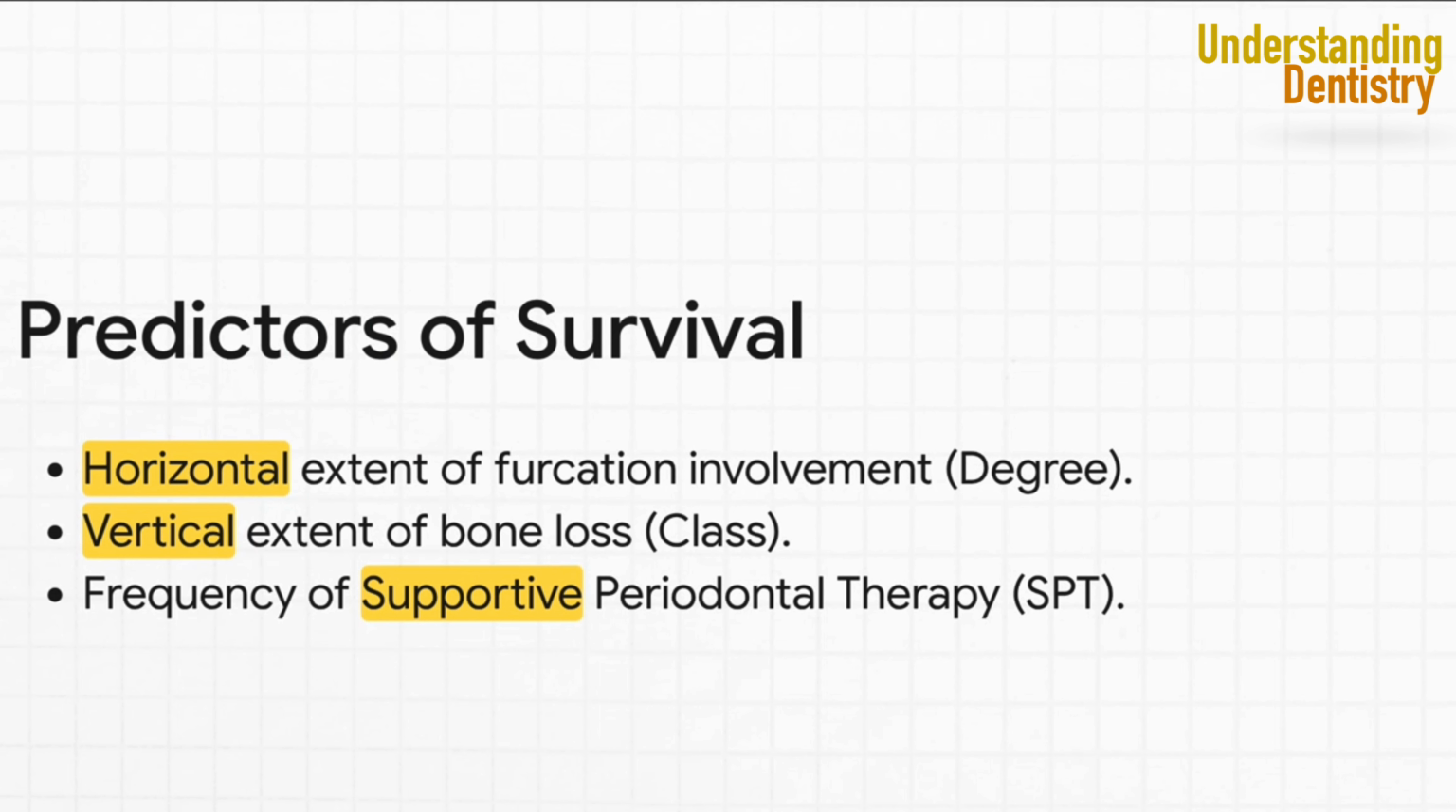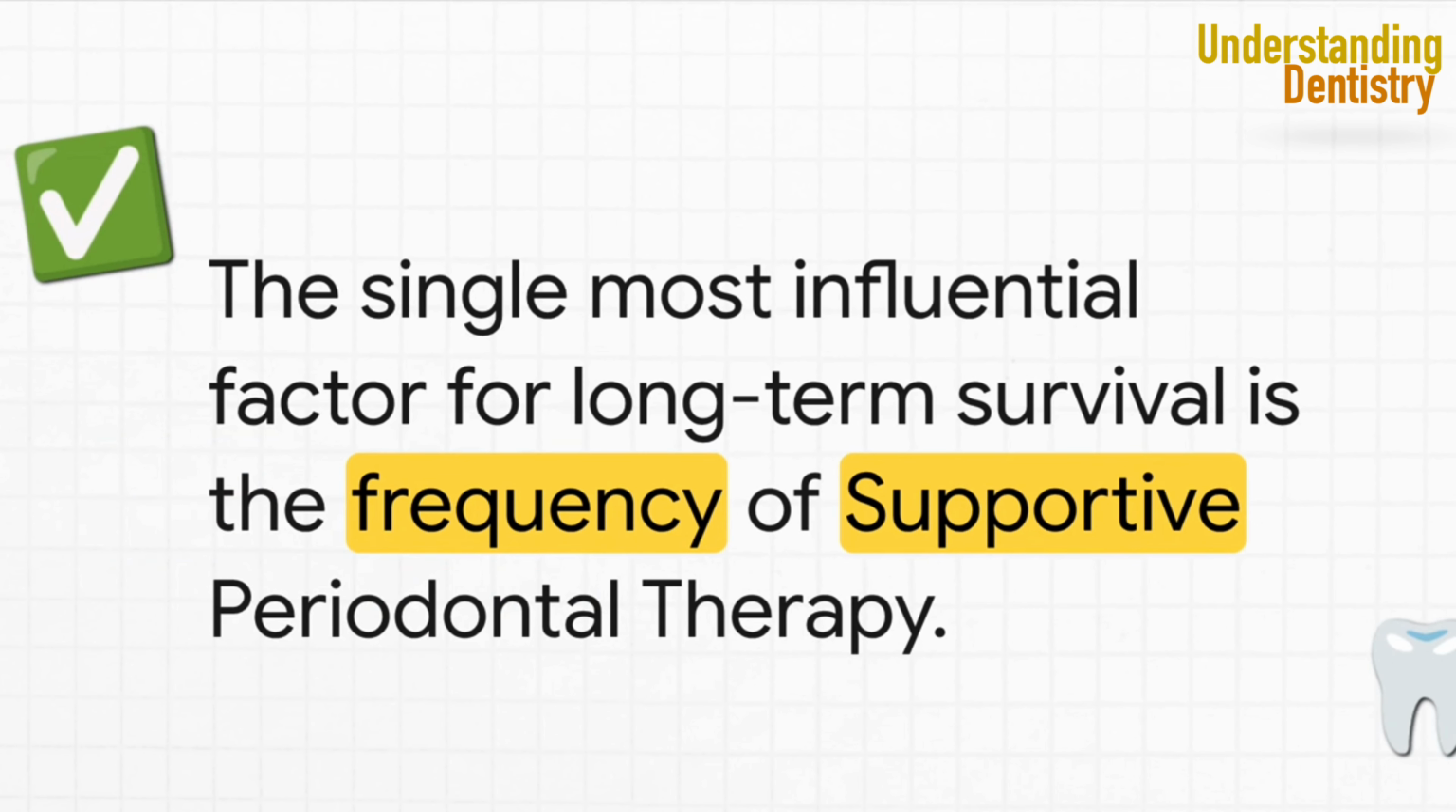So what makes the difference? What predicts whether a tooth makes it to that 10-year mark? Well, the same study pointed to a few key variables. The severity of the defect, of course, that was a huge predictor. But there was another factor that was just as, if not more, influential. And here it is. The single most influential factor for long-term survival is the frequency of supportive periodontal therapy, or SPT. It's that simple and that critical.